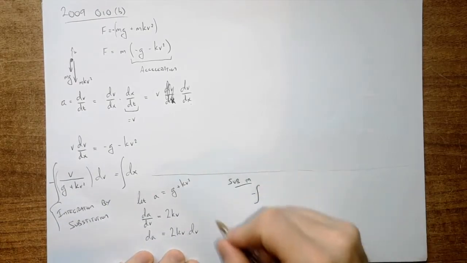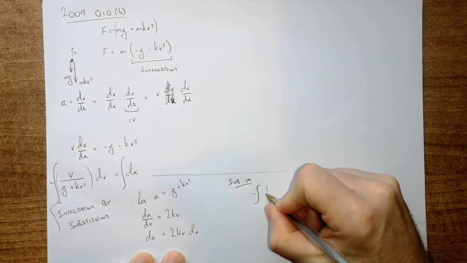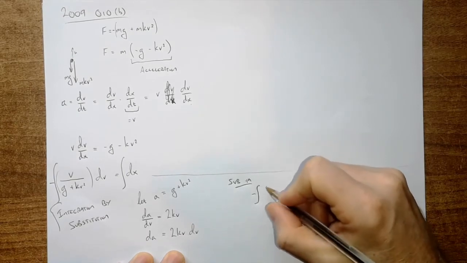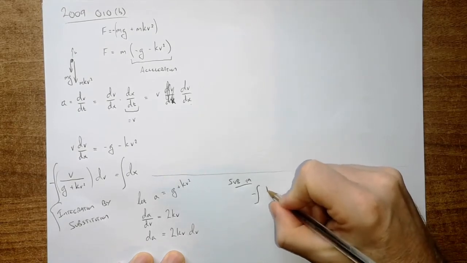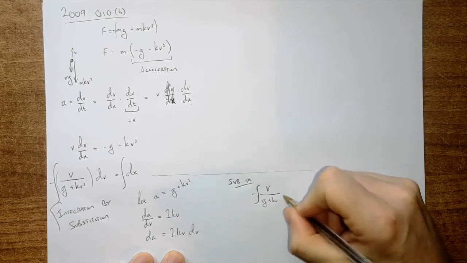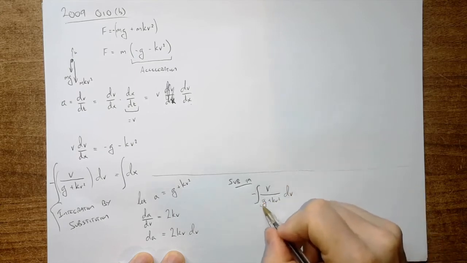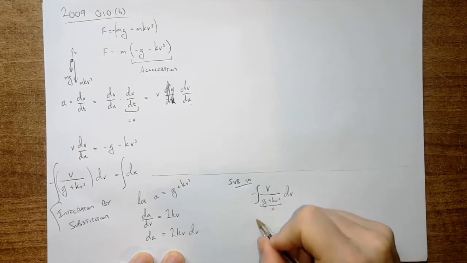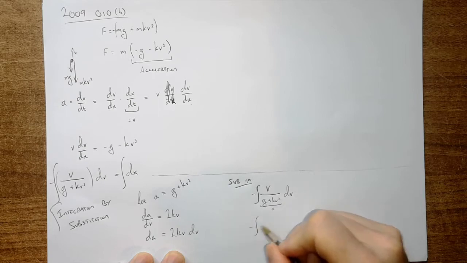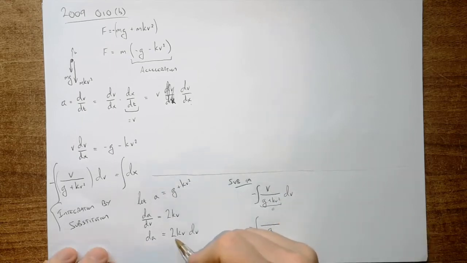Right, back with a good pen here. So what we're going to do is start subbing things in here. First of all, I'll just write out the original one so we can see where we're going to go. So there is v over g plus kv squared dv. This bit here is going to be a. So we have integration of 1 over a. Now, I'm not quite finished here, we'll have to move one little bit over here.